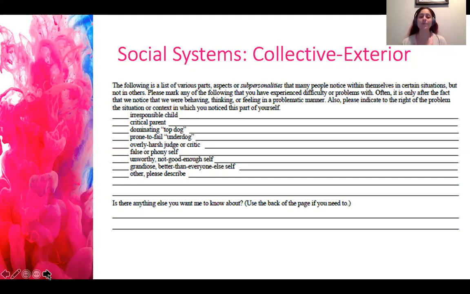And then the last one, is there anything else you want me to know about? I also like to ask, is there anything that I missed that you really think is important for me to understand who you are? Or anything that you want to elaborate on? Okay. Great way to end. Nice way to get any last pieces of information or any things that the client really thinks are important pieces of themselves that you maybe didn't touch on or didn't elaborate fully enough on in this section.